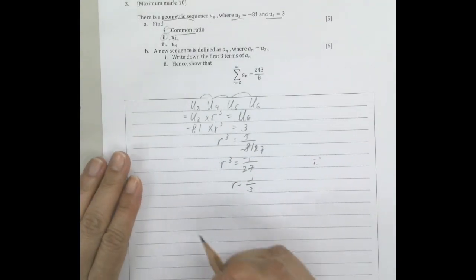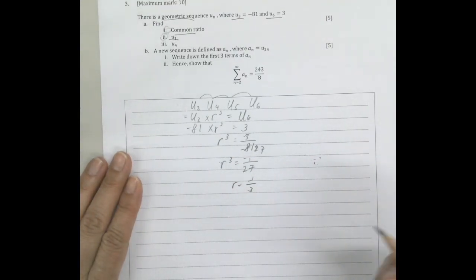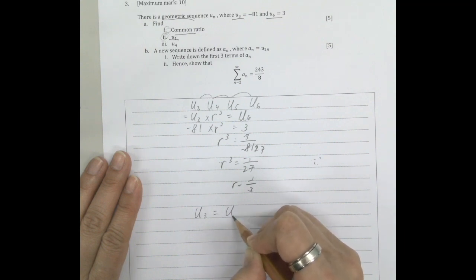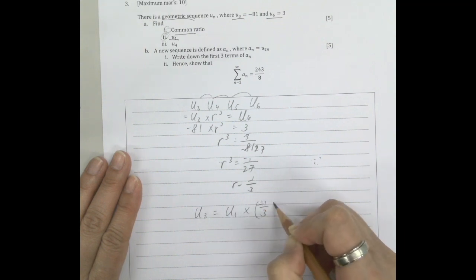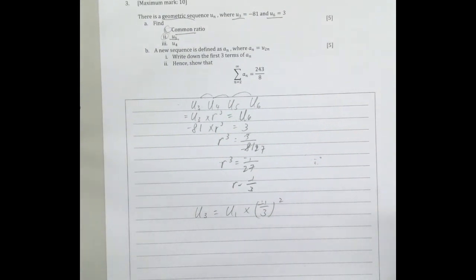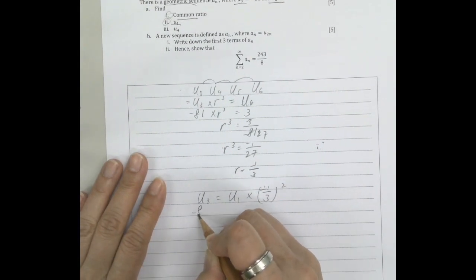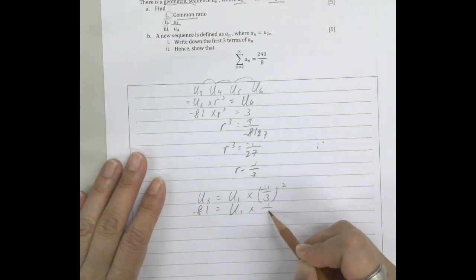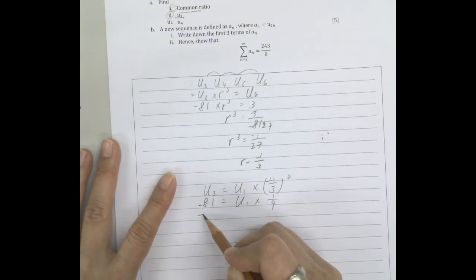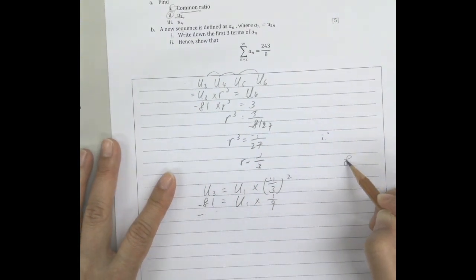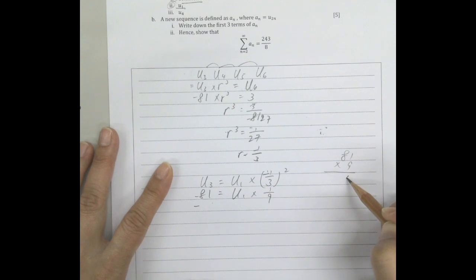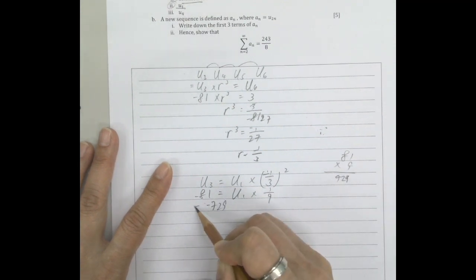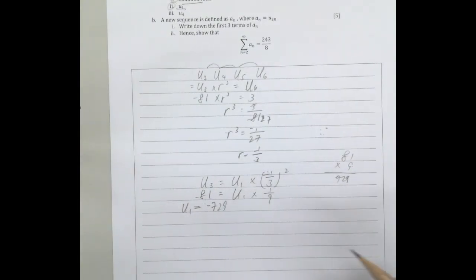Once I find R, I can find U1. So U3 equals U1 times (-1 over 3) squared. So we have -81 equals U1 times 1 over 9. Throw it to the other side, that gives us -81 times 9, just in case, 729. So we will have -729 as the U1 there.